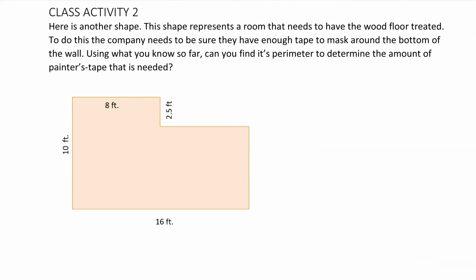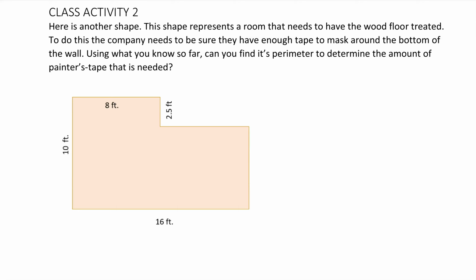Class Activity 2 says, here is another shape. This shape represents a room that needs to have wood floor treated. To do this, the company needs to be sure that they have enough tape to mask around the bottom of the wall. Using what you know so far, can you find its perimeter to determine the amount of painter's tape that is needed?